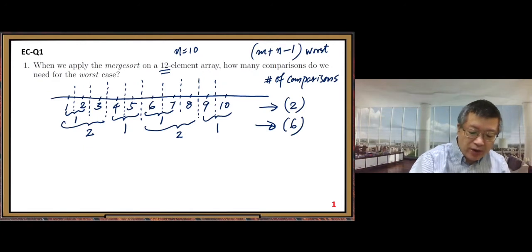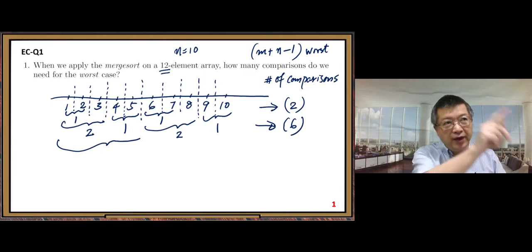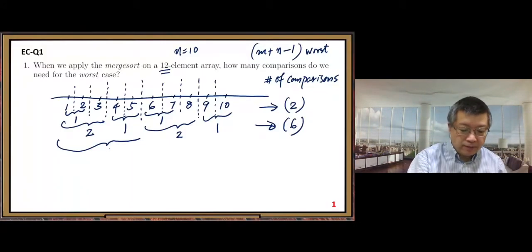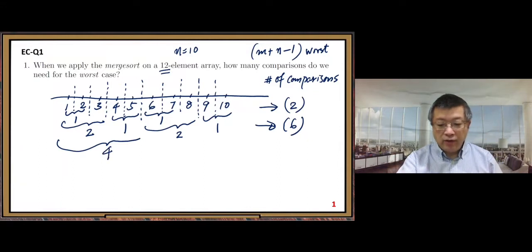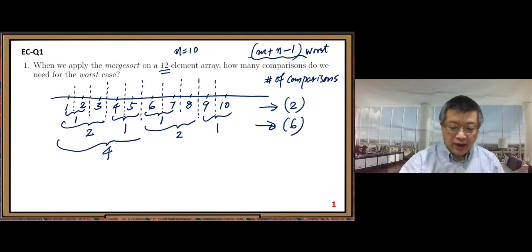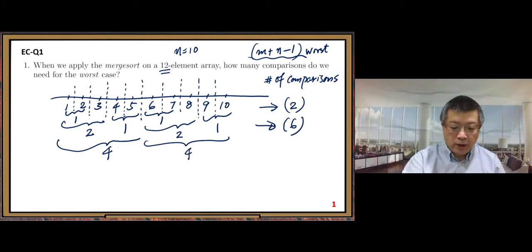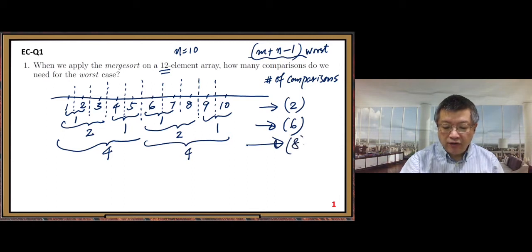So the previous round now merges these two adjacent subarrays: 3 elements, 2 elements, total elements 5. 5 minus 1, right? So 4 comparisons. We keep using this worst case formula. Here also, total number of elements 5, 5 minus 1, 4. So this round, our total number of comparisons is 8: 4 plus 4, 8.